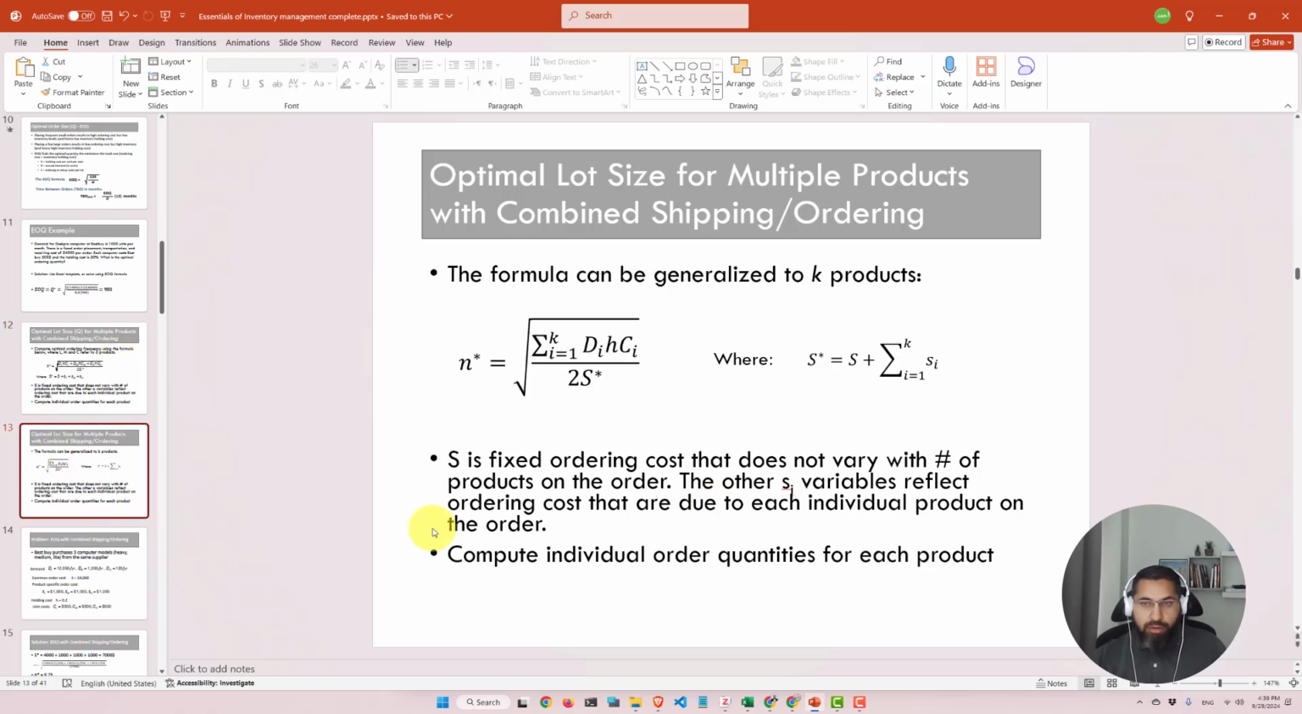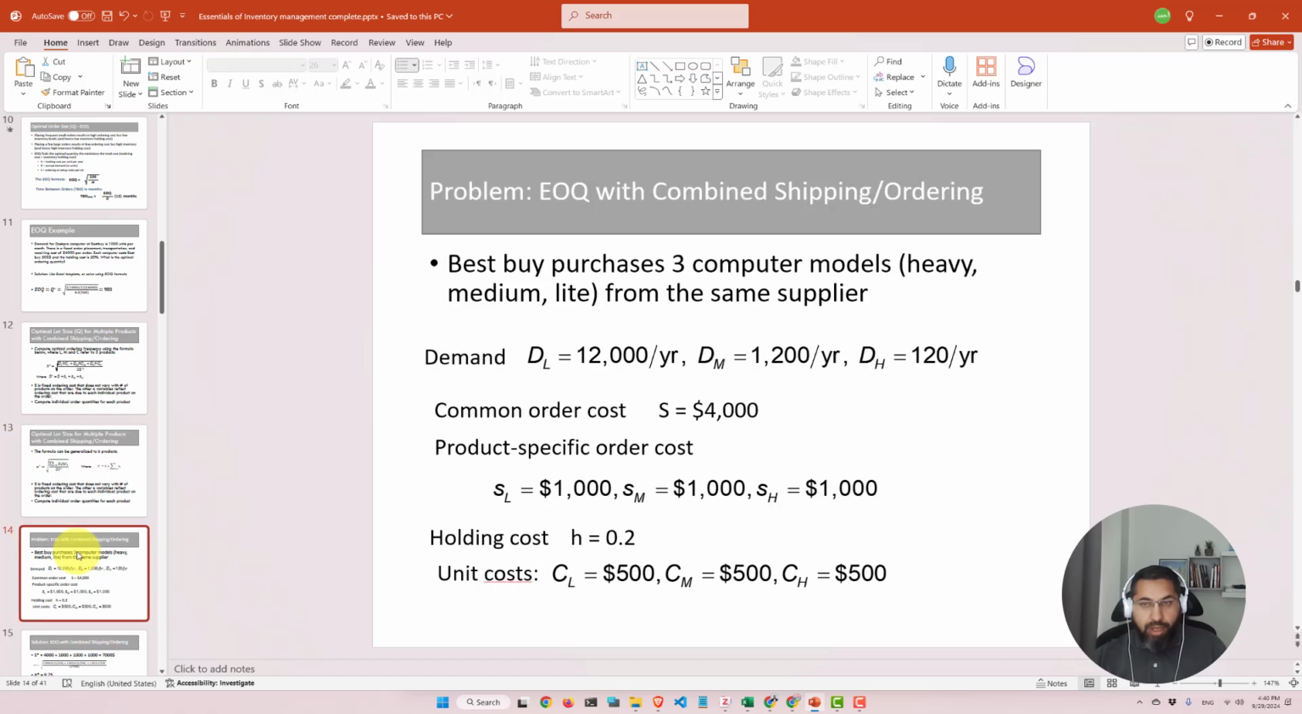So then, if you have K products, you can generalize the formula. The sigma here at the top just means summation. So you sum all the D times H times C terms at the top, divide by 2 times S star, square root, and then S star is the fixed cost per order, which does not depend on the products, and then each product has its product specific ordering cost as well.